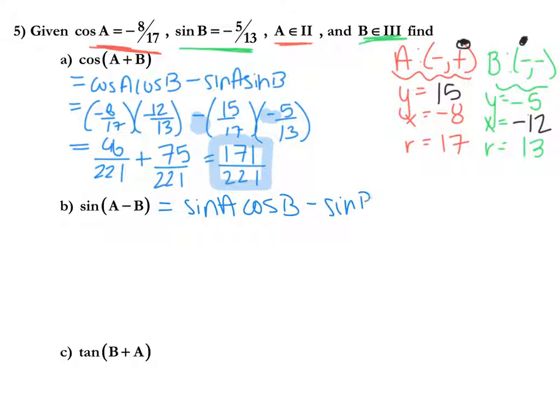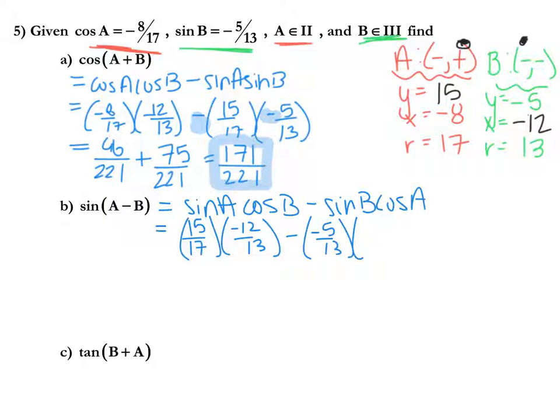So sine of B and then cosine of A. Remember that the signs are the same. And then we're just going to use the information up top again. So sine of A is 15 over 17. Cosine of B is negative 12 over 13. Minus sine of B, which is negative 5 over 13. And cosine of A, which is negative 8 over 17.